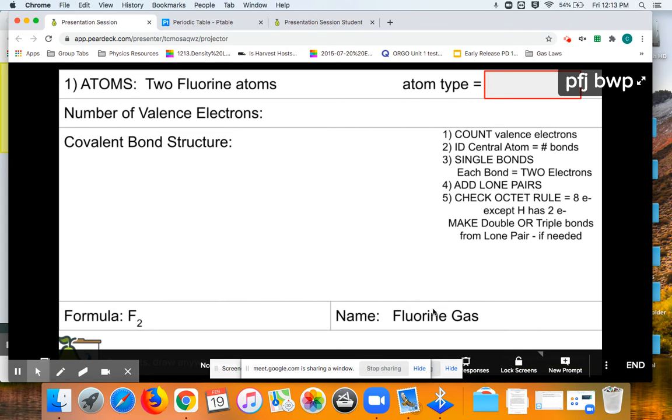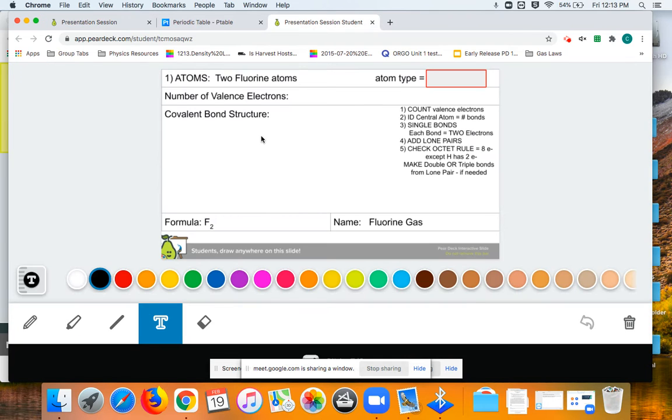So, first things first, I need to go to mine. So, we have our atoms. There's 2 fluorine atoms. And the first thing I ask is the atom type. The atom type will always be nonmetals because these are covalent bonds, and that is what covalent bonds are between, nonmetals. So, that's that. It will be that every time, but you need to get that in your head. That's why I have you type it every time. It is nonmetals every time. But like I said, you just need to get it in your head.